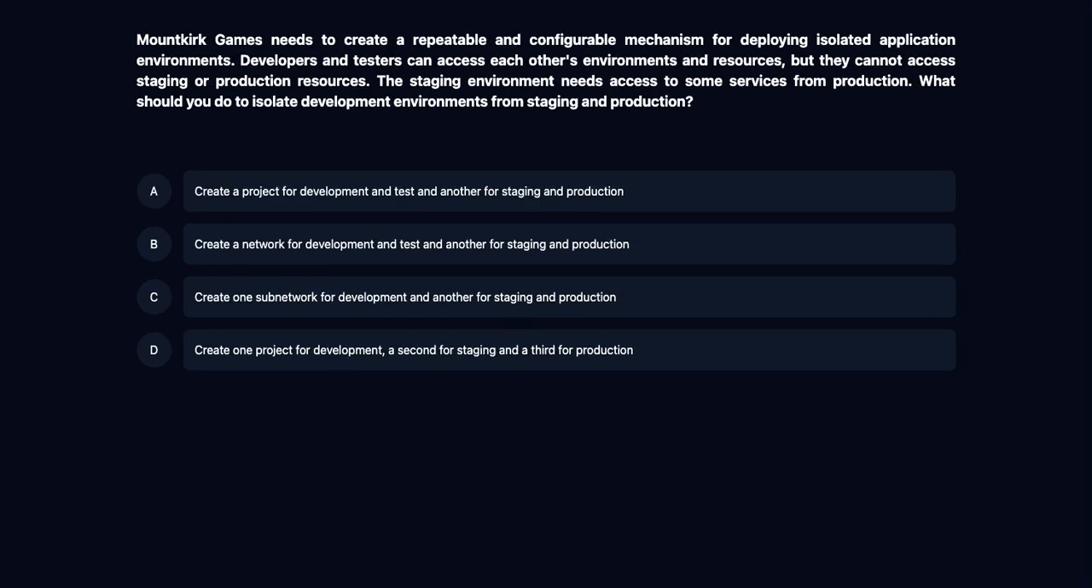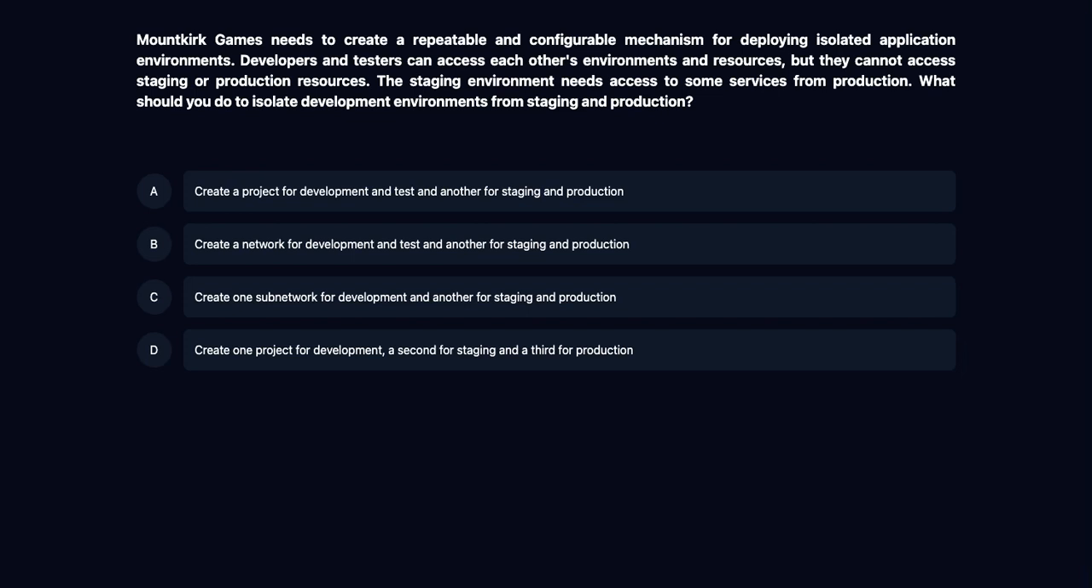Meltkert Games needs to create a repeatable and configurable mechanism for deploying isolated application environments. Developers and testers can access each other's environments and resources, but they cannot access staging or production resources. The staging environment needs access to some services from production. What should you do to isolate development environments from staging and production?